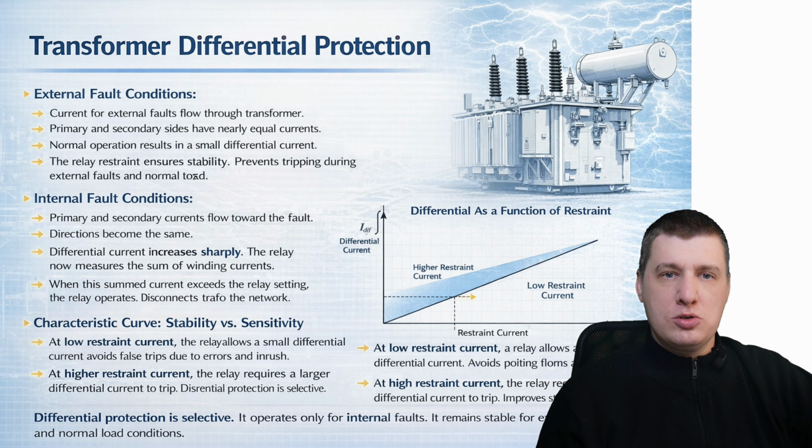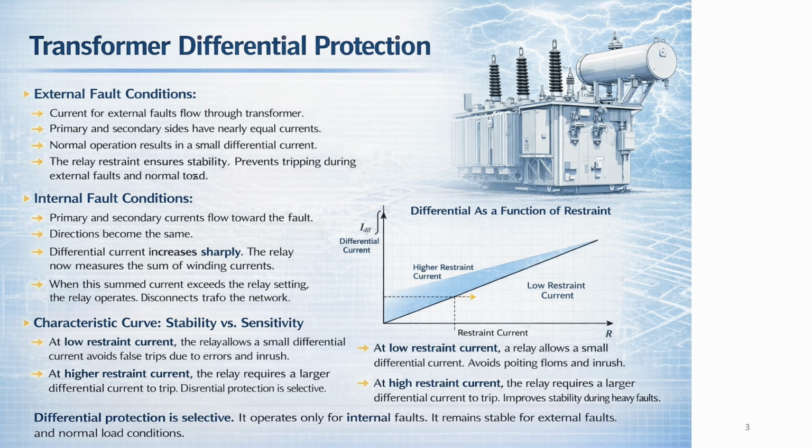The characteristic curve shows this behavior. At low restraint current, the relay allows a small differential current. This avoids false trips due to errors and inrush effects. At high restraint currents, the relay requires a larger differential current to trip. This improves stability during heavier through faults. This principle makes differential protection selective. It operates only for internal transformer faults. It remains stable for external faults and normal operating conditions.